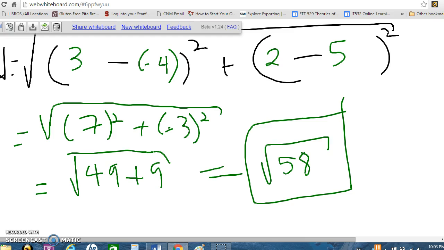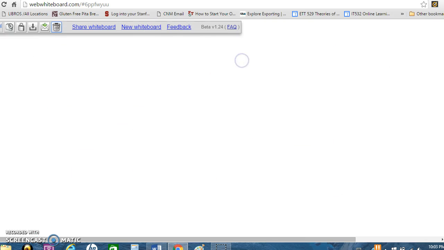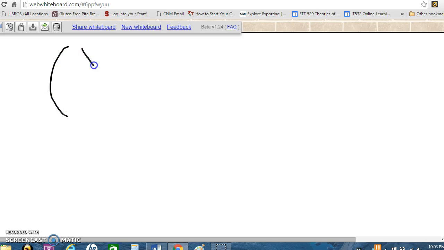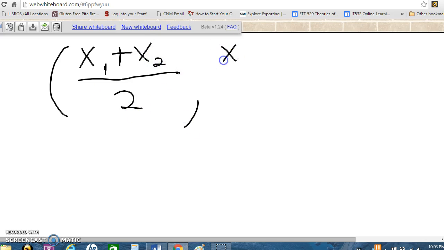And last but not least, it's going to be the midpoint. The midpoint formula is just going to be the average of the points. So again, you have 2 points, and you're going to do the average of the x's for the first coordinate and the average of the y's for the second coordinate. So you have y1 plus y2 divided by 2.